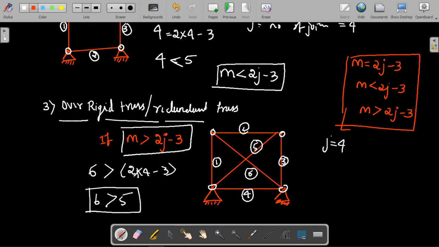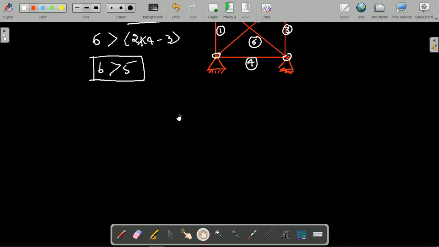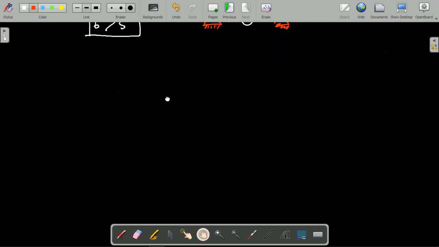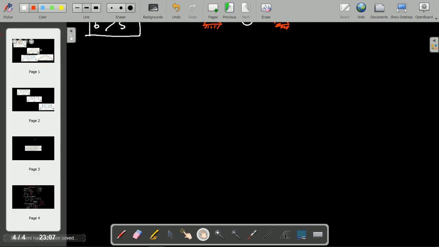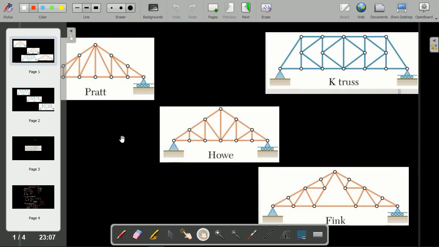Now, whatever the analysis or problems, we make some assumptions here to minimize the complexity of the work. So here also we have some assumptions, and just before going to that I will show you different pictures of trusses.